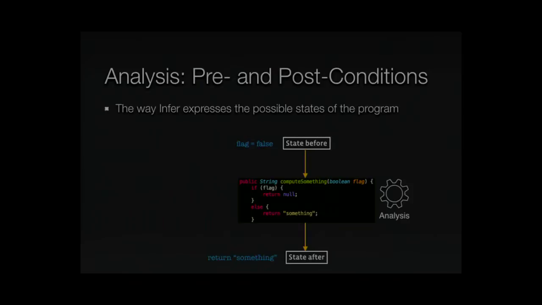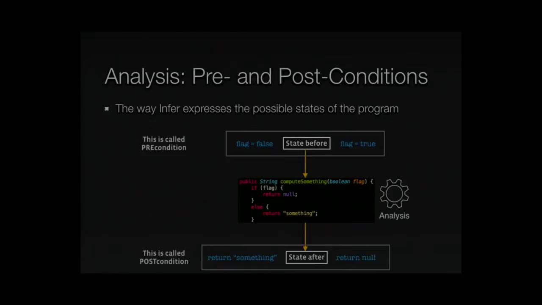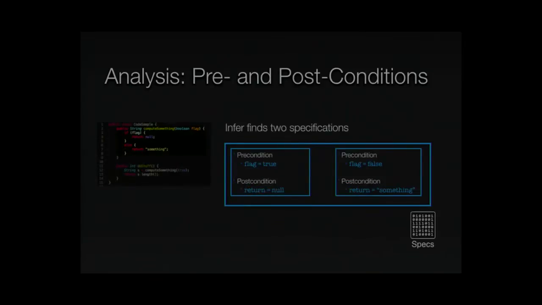So what do I mean by that? For instance, for this method, it will discover that if the parameter is false, then it will return something. And if it's true, it will return null. And so the state before the procedure is called a precondition, and the state afterwards is called a postcondition. And together, they form a specification of the function. So if you start with this precondition and you execute the function, then you will get that as a postcondition. And so for this function, there are two specs because of the disjunct.